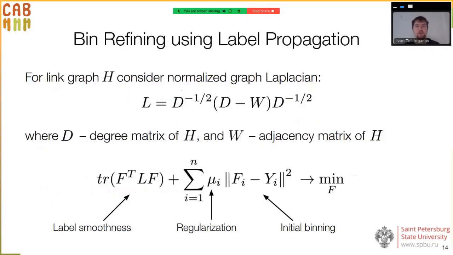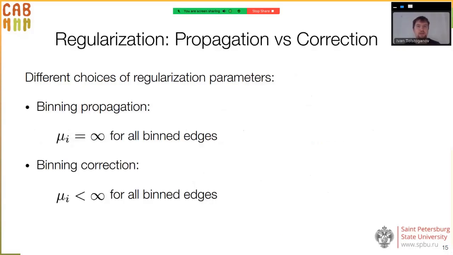By close, we mean that we try to minimize the following cost function, where the first term controls the bin label smoothness along the assembly graph, along the link graph. And the second term penalizes the distance between the resultant binning and the original binning according to regularization parameters defined separately for every edge. We can choose different regularization parameters for different kinds of edges and for different modes of BinSPreader. So for instance, if we assume that the initial binning is accurate, we do not want to change the initial bin at all and set the regularization parameters to infinity.